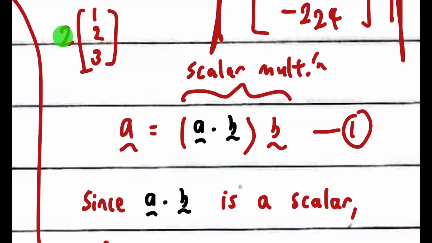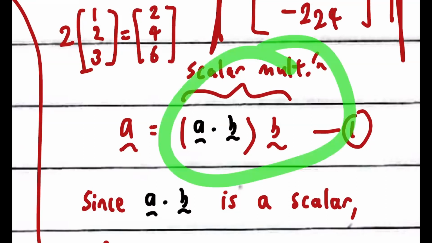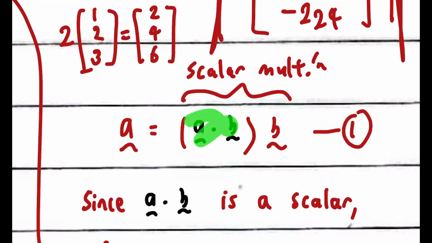What do you do to your 2? Times it into each of them, right? So 2 times 1, 2 times 2, 2 times 3. Correct? You know scalar multiplication. Good. Then this is really just scalar multiplication. Can you see that? What's A dot B? The dot product.